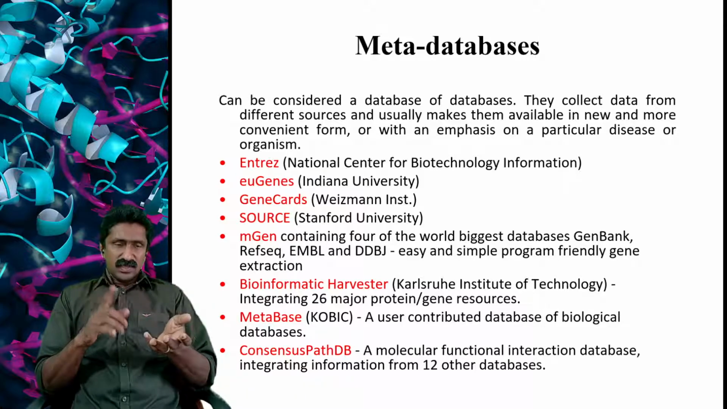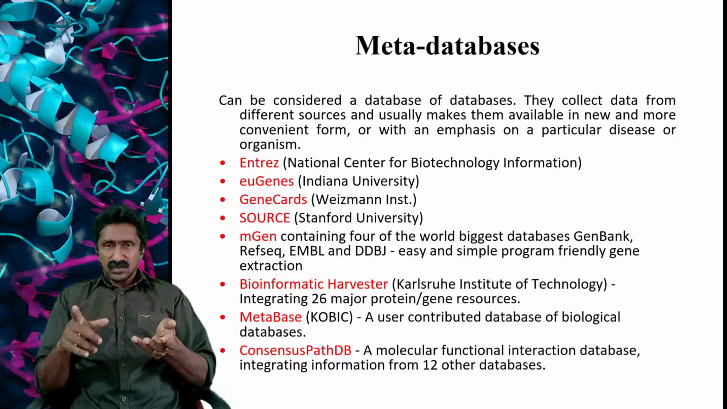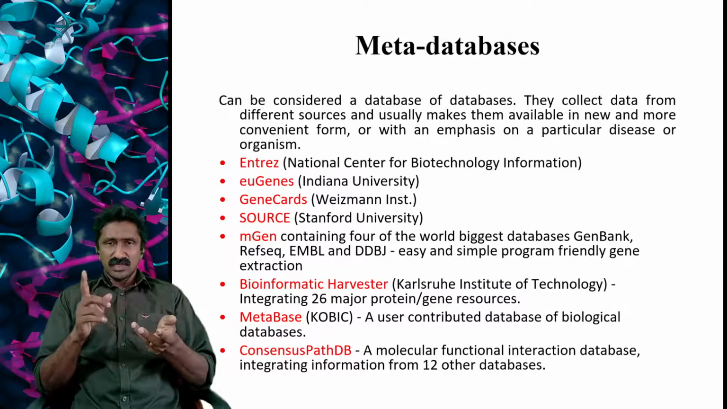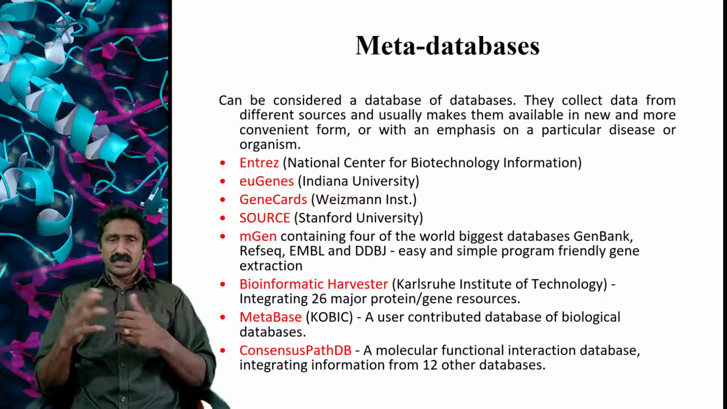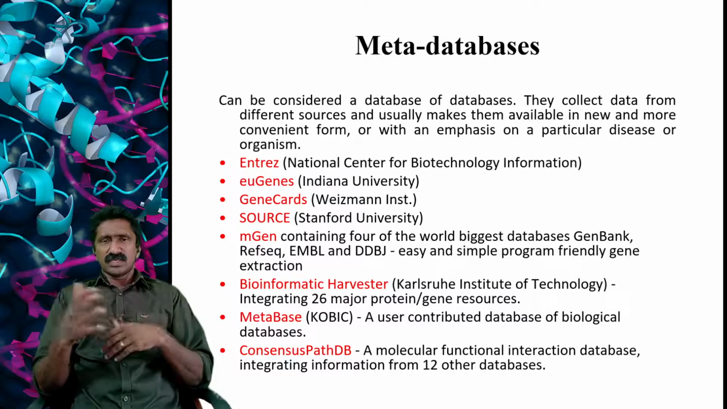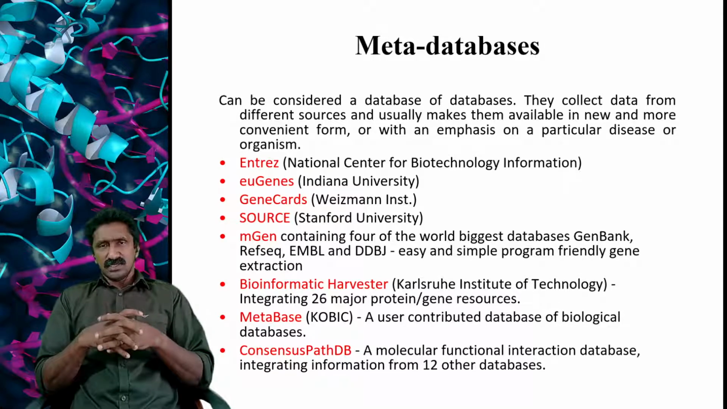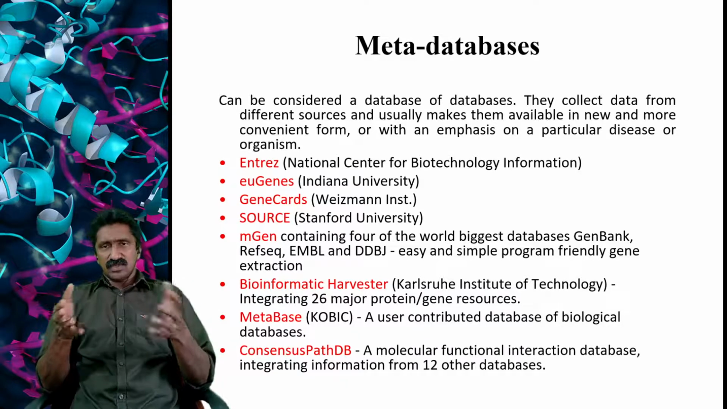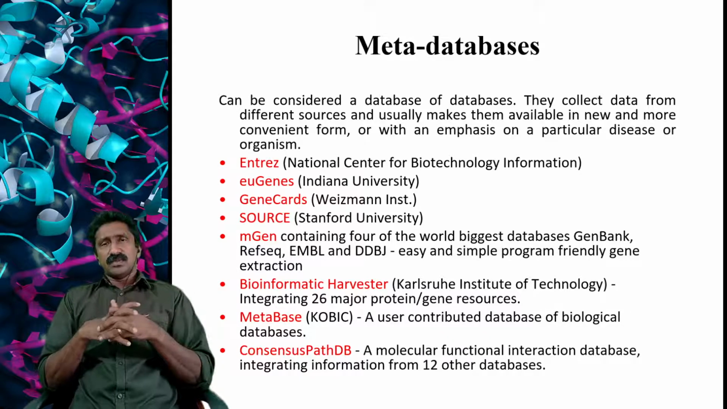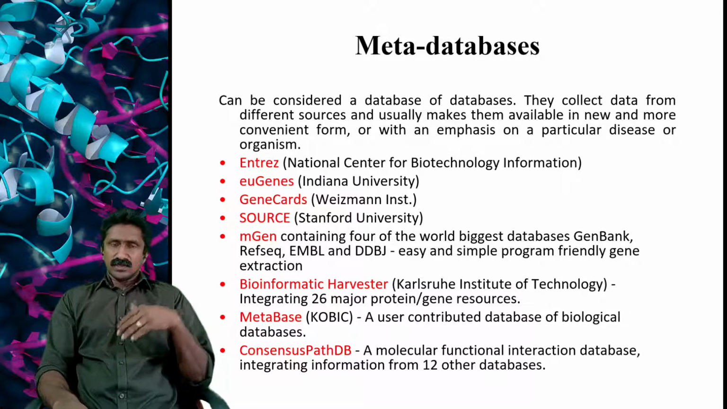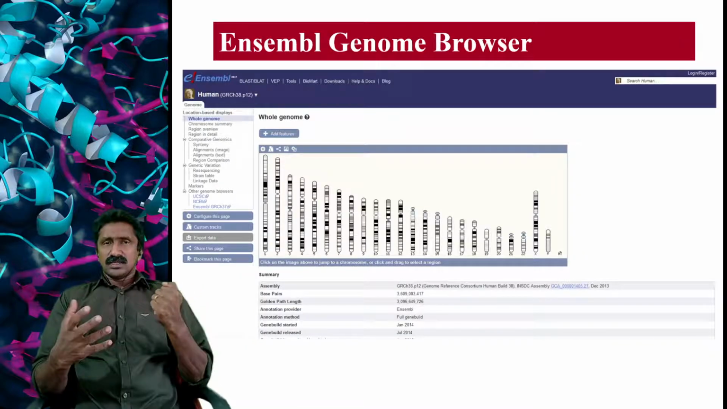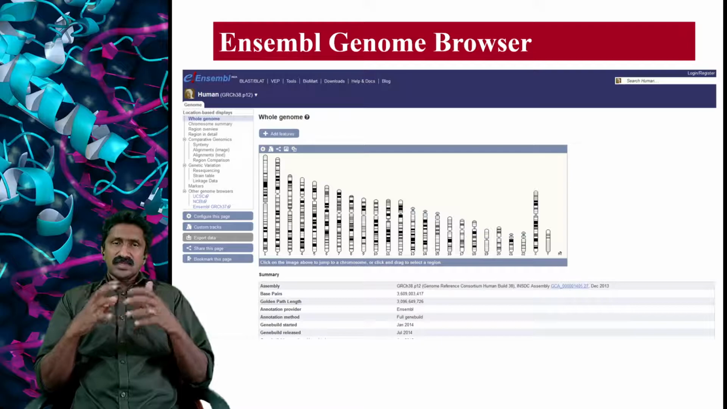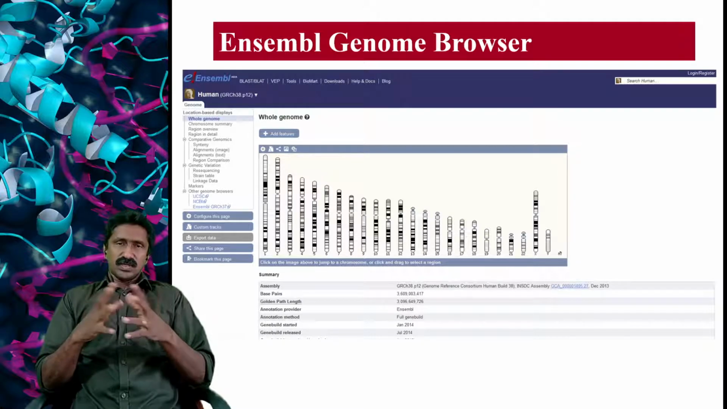So we have Entrez of NCBI, the National Center for Biotechnology Information, and UniGene, GeneCards, SOURCE and Bioinformatic Harvester. These are some examples of such metadatabases, which extract information or consolidate data from multiple databases, so they are known as metadatabases. This is another one, Ensembl. The Ensembl genome browser is shown here.